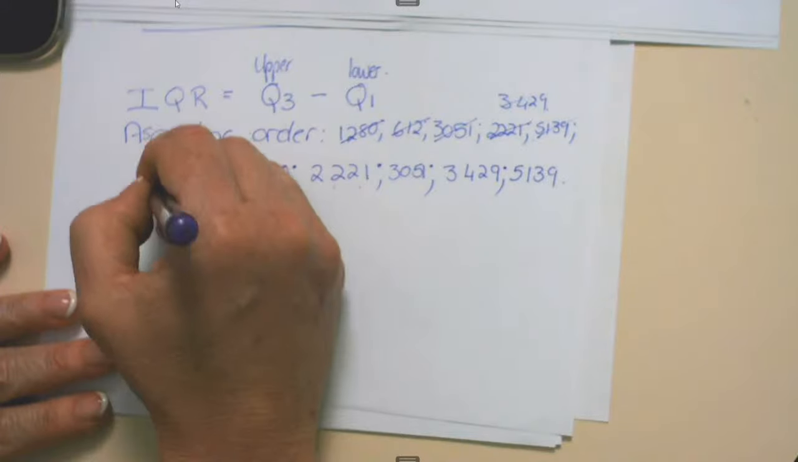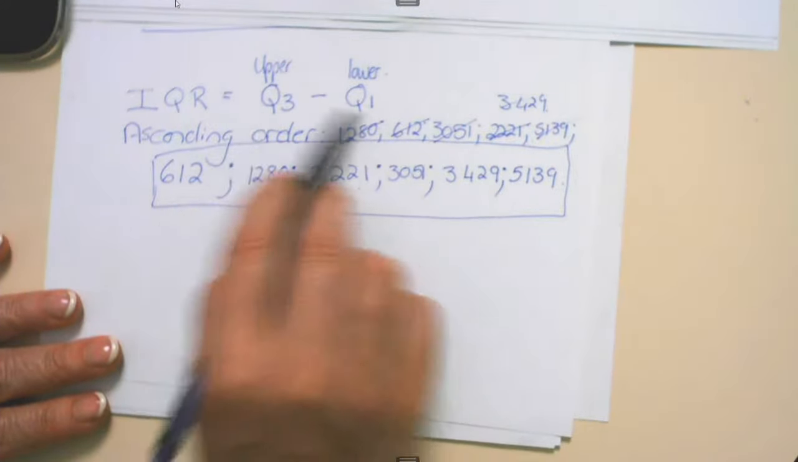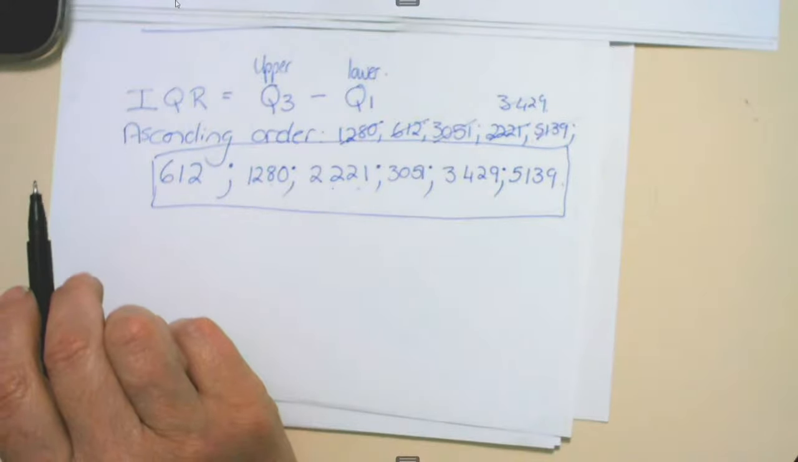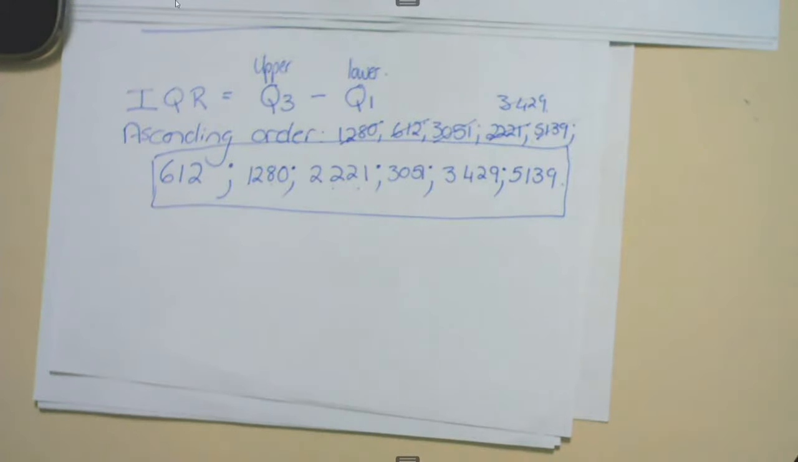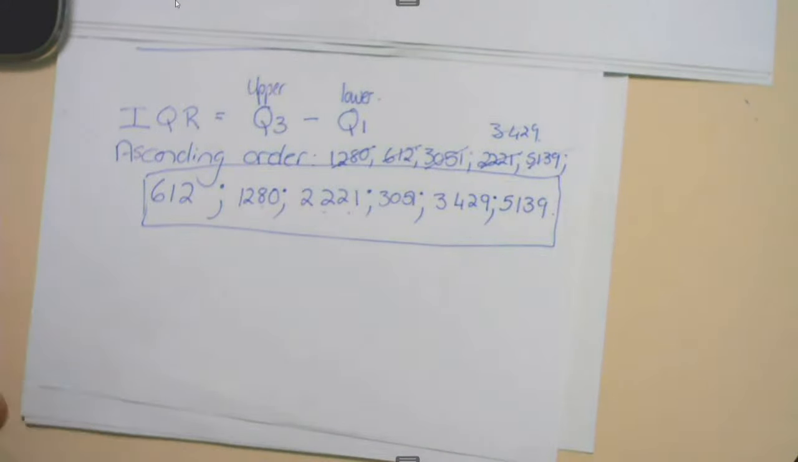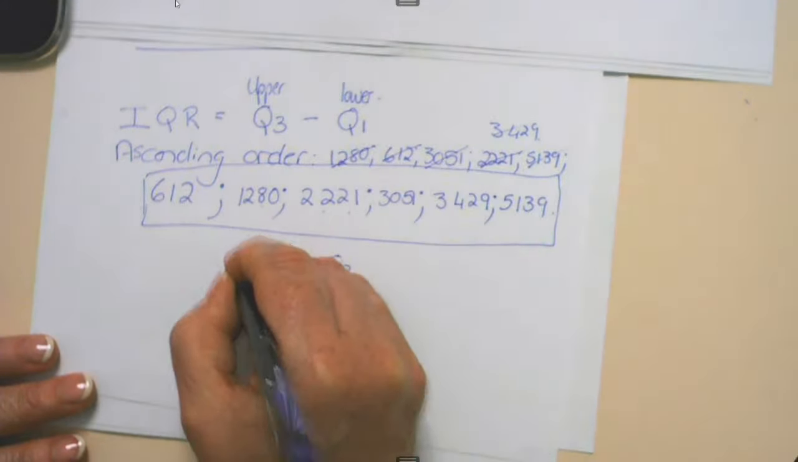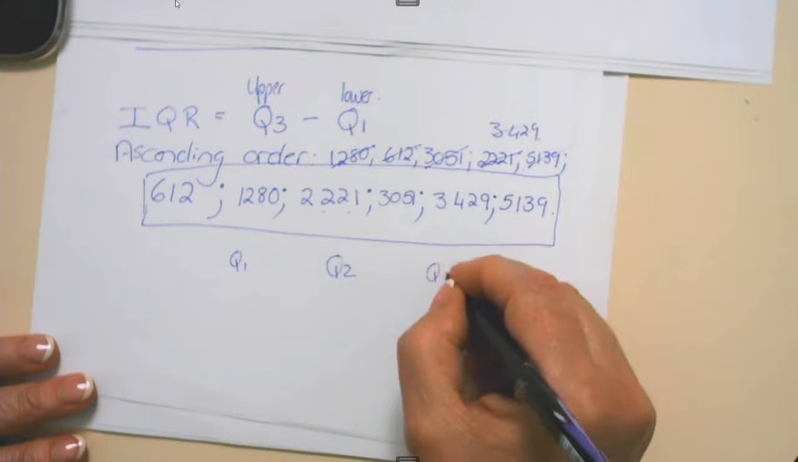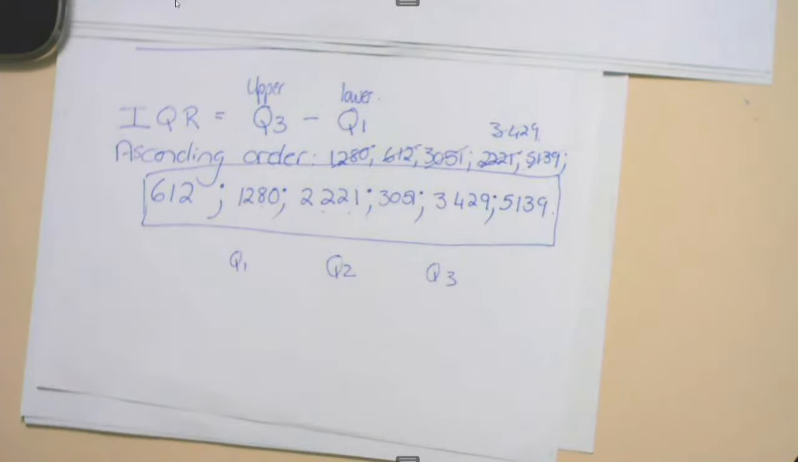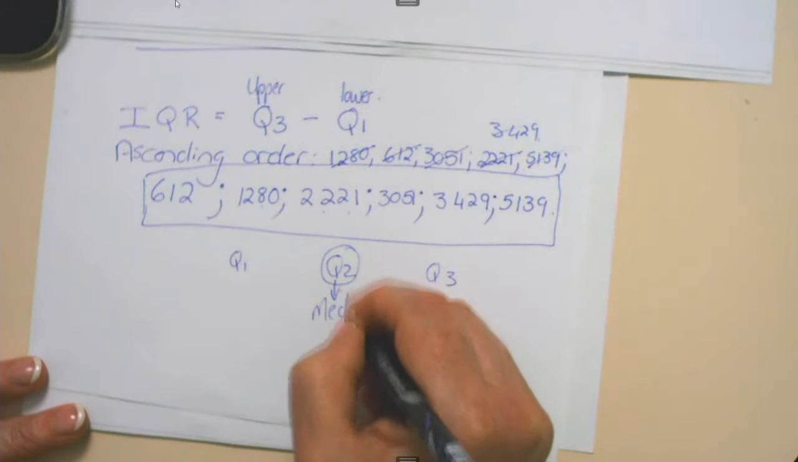But ultimately, you are now here. To be able to get the quartiles, you need to order the numbers. Now, to get the quartiles, I am simply going to find, first of all, Q2, and then Q1, and then Q3. Now, how do I find Q2, the value in the middle? Q2 is also called the median.